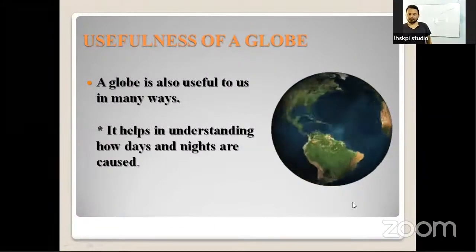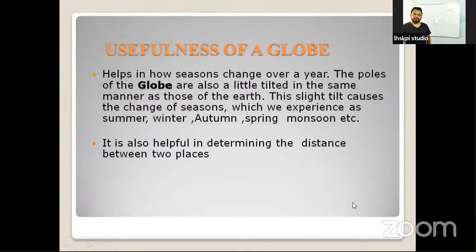Next slide. It is also helpful in determining the distance between two places.